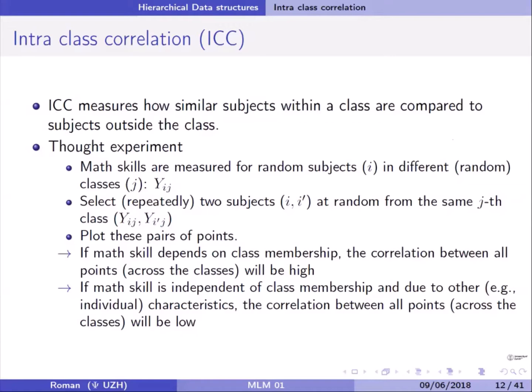So let's do a thought experiment. Math skills are measured for random subjects i in different random classes j. We repeatedly select two different subjects, i and i prime, at random from the same class j, and we plot these pairs of points. If math skill depends on class membership, then the correlation between all points across the classes will be high. If math skill is independent of class membership and likely due to other individual characteristics, then the correlation between all points across the classes should be low.